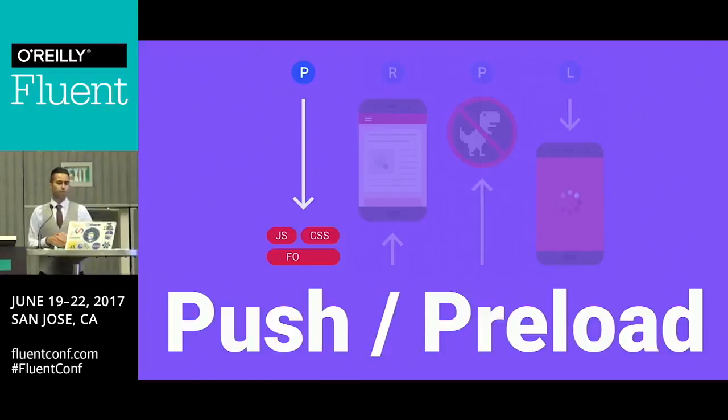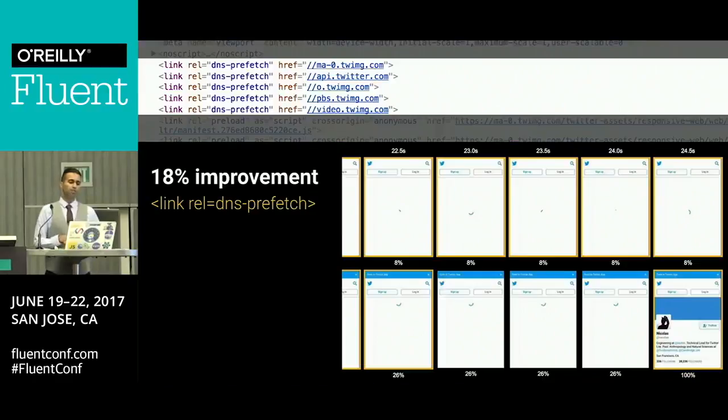Let's start off with push and preload. Their infrastructure was not able to support H2 server push, so they wanted to take advantage of preload and some resource hints to at least get them a little bit better in the situation they initially had. First thing they took advantage of was DNS prefetching using link rel dns-prefetch. That's an attempt to resolve domain names before a user tries following a link.